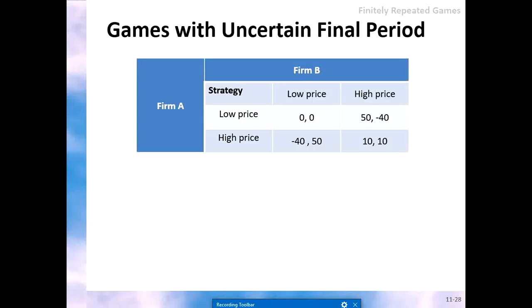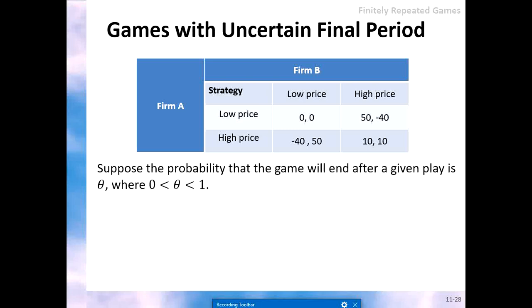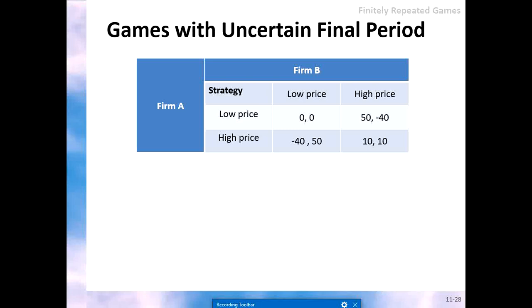So let's go for the game with uncertain final period. We suppose we have two firms, firm A and firm B. Firm A has two strategies, either to lower the price or to increase the price. Firm B is also the same. If both of them charge a low price, they will get 0. If both of them charge a high price, they will get 10. If one charges a high price and the other a low price, who charges high will lose 40, and who charges low will get 50.